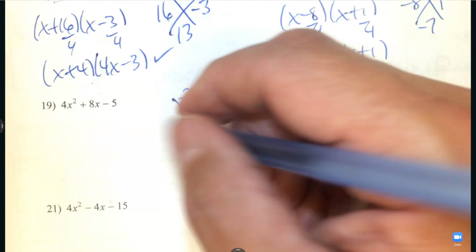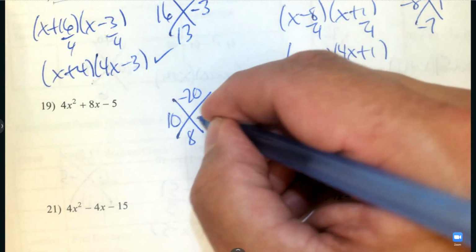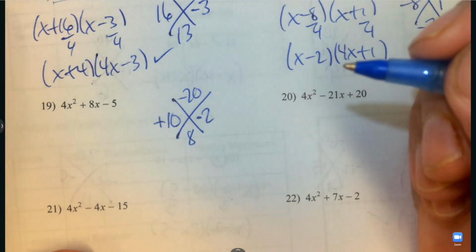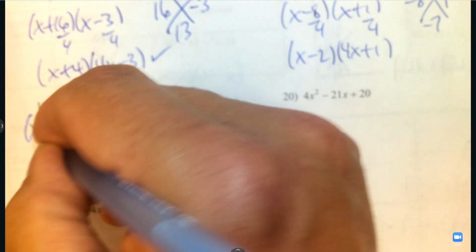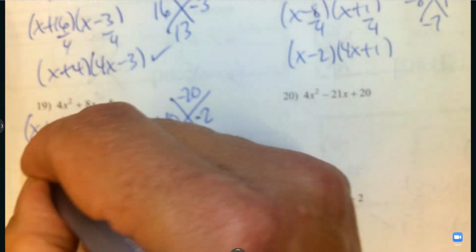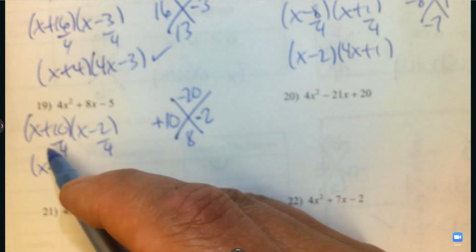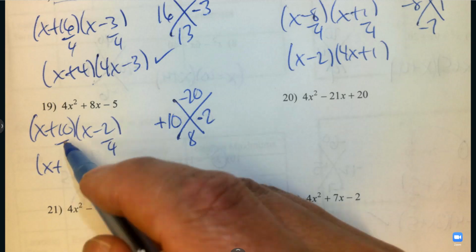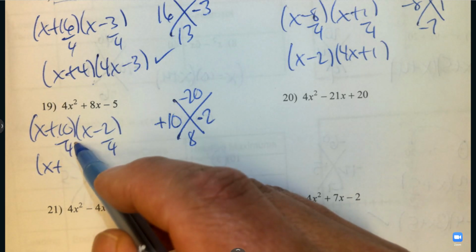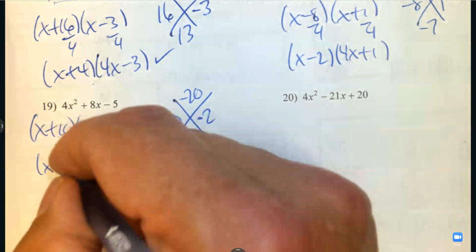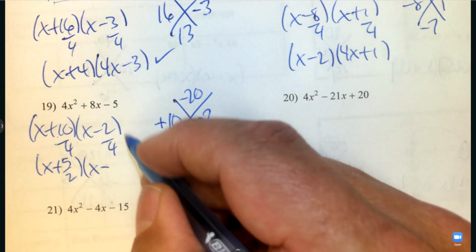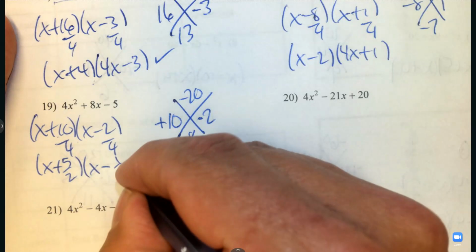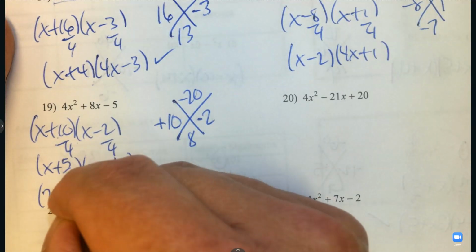Negative 20 and 8. That's going to be 10 and 2. And 2 needs to be negative and 10 is positive for it to fit. Then divide by 4. Now for this one, we have to reduce it down. So for this one, 10 over 4, what number goes into 10 and 4? So divide it by 2. That's 5 over 2. 2 over 4, divide by 2, and it's 1/2. Then slide.